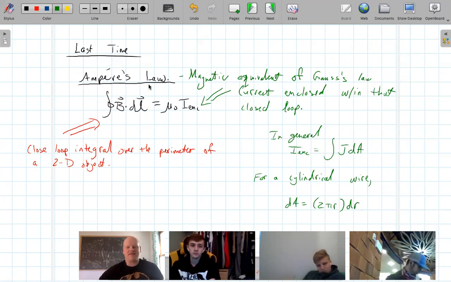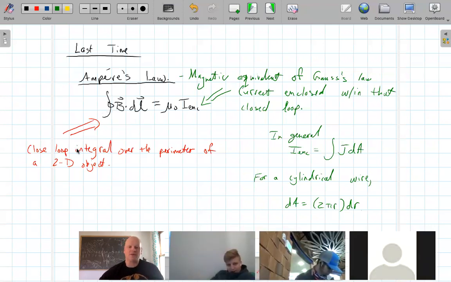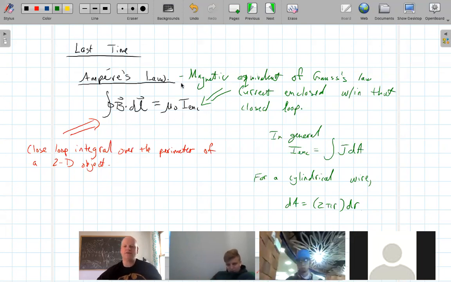So we had to use the fact that the magnetic field curls around in a circle. In this case, we're going to do a closed loop integral, so we integrate over the perimeter of some two-dimensional object, usually some sort of planar object. That's the left-hand side. The right-hand side is mu naught times I enclosed, where I enclosed is the current contained inside of that closed loop that we draw. Same thing as Gauss's law, where Q enclosed was simply the charge enclosed in there.